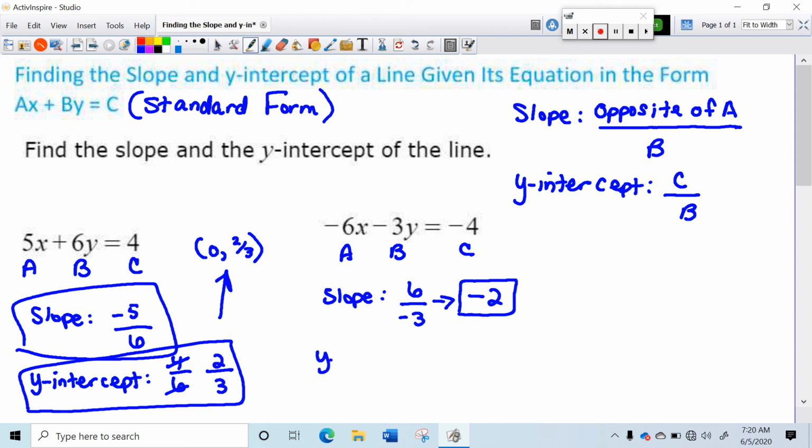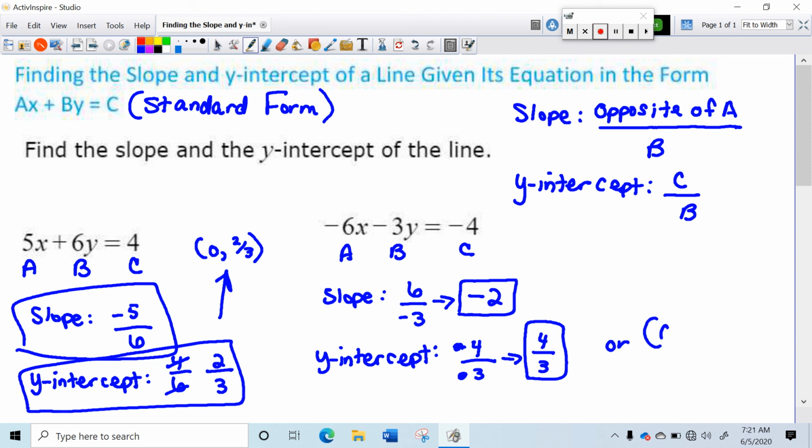The y-intercept is c, which is negative 4, over b, which is negative 3. Simplify. The negative on the top cancels with the negative on the bottom, so that gives me positive 4/3. Or if I'm writing it as a point, 0 would always be first, so 0, 4/3. That's two different ways of just writing the y-intercept, depending on how you want it.